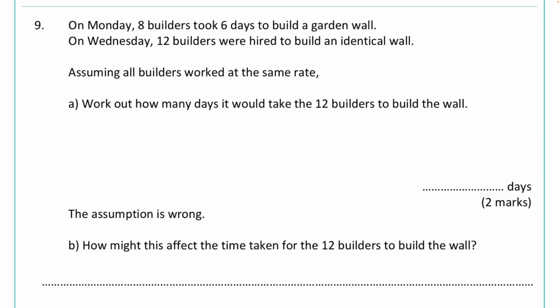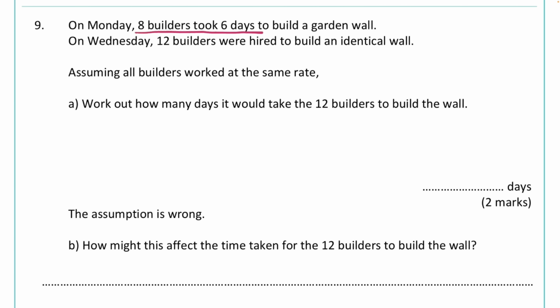Question 9 is looking at some inverse proportioning context. It says on Monday, 8 builders took 6 days to build a garden wall. On Wednesday, 12 builders were hired to build an identical wall. Assuming all builders worked at the same rate, work out how many days it would take the 12 builders to build the wall. So here we want to work out how long it would take one builder to build the wall out of this scenario.